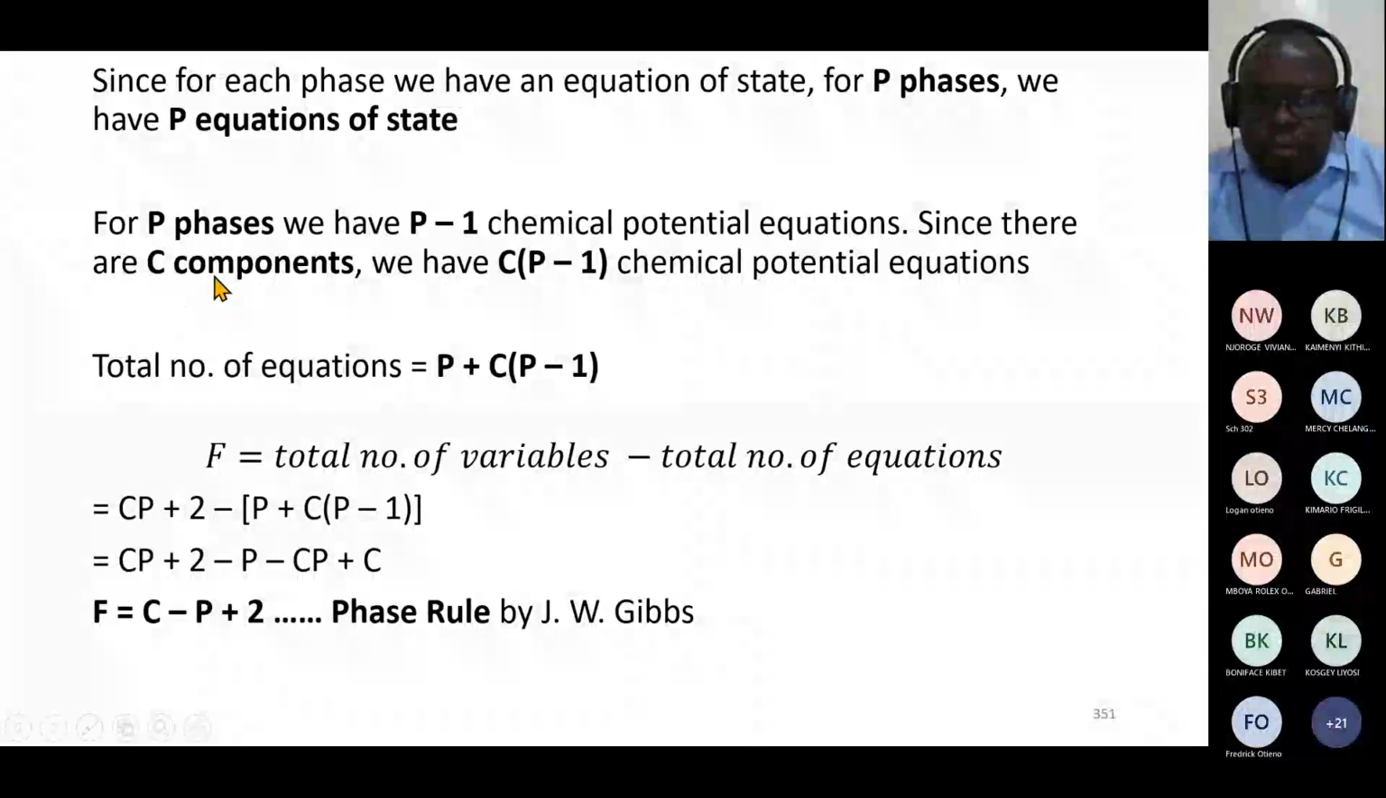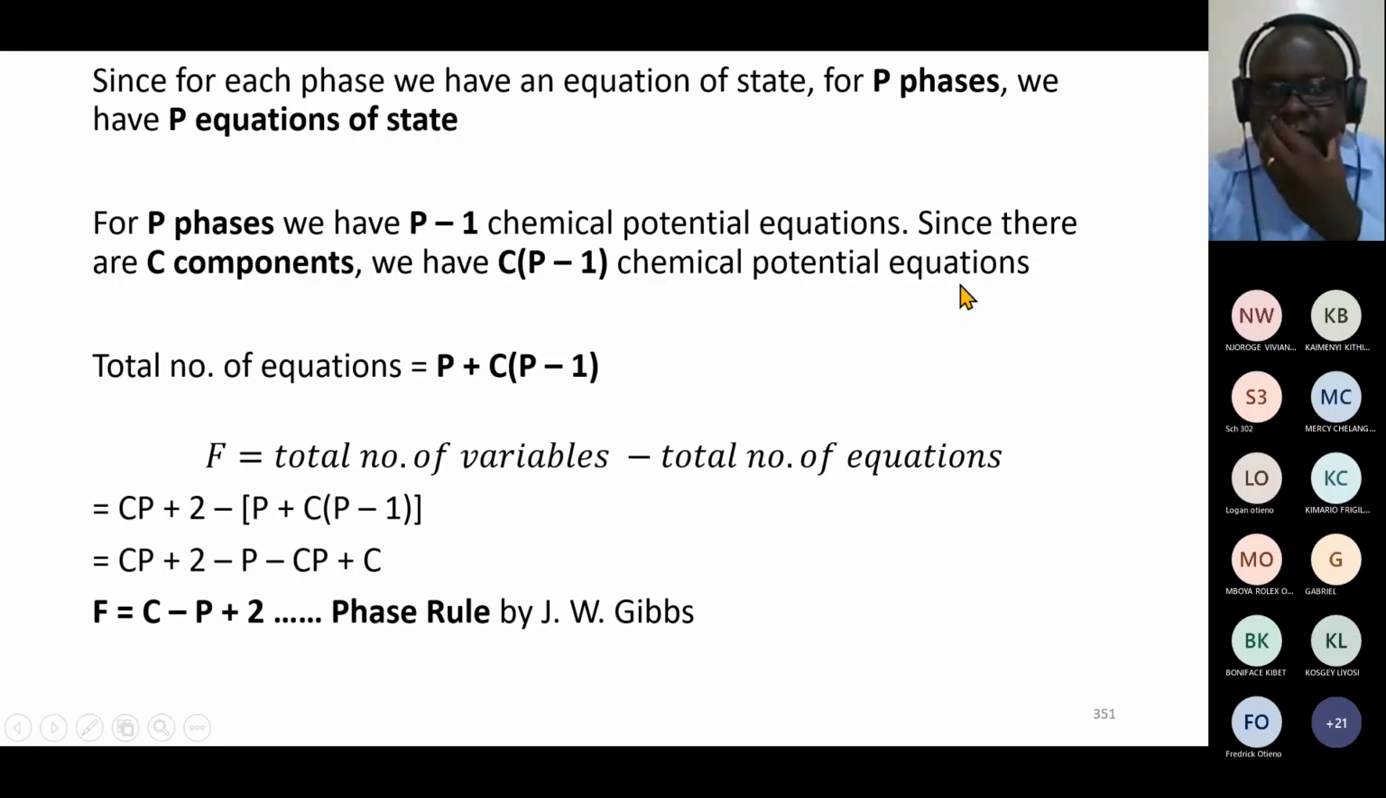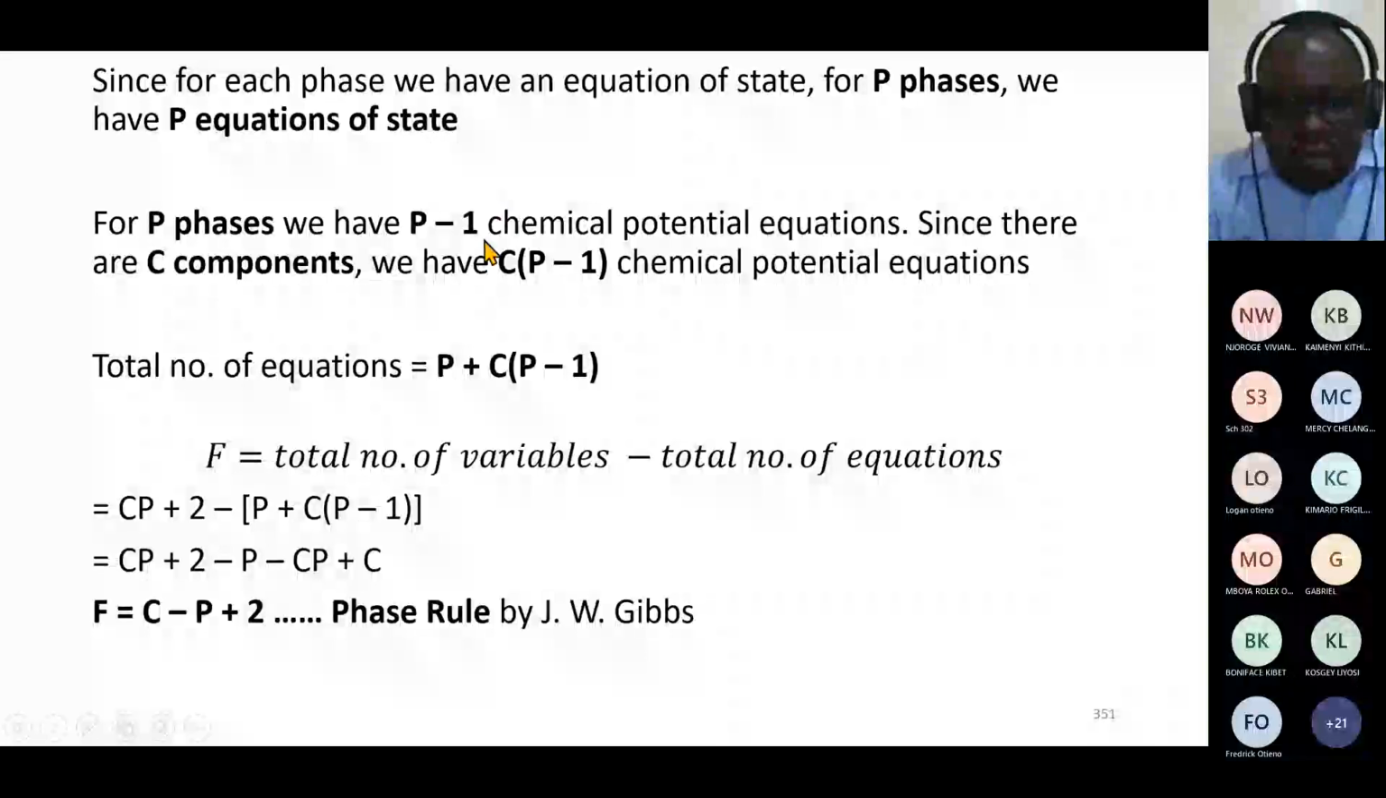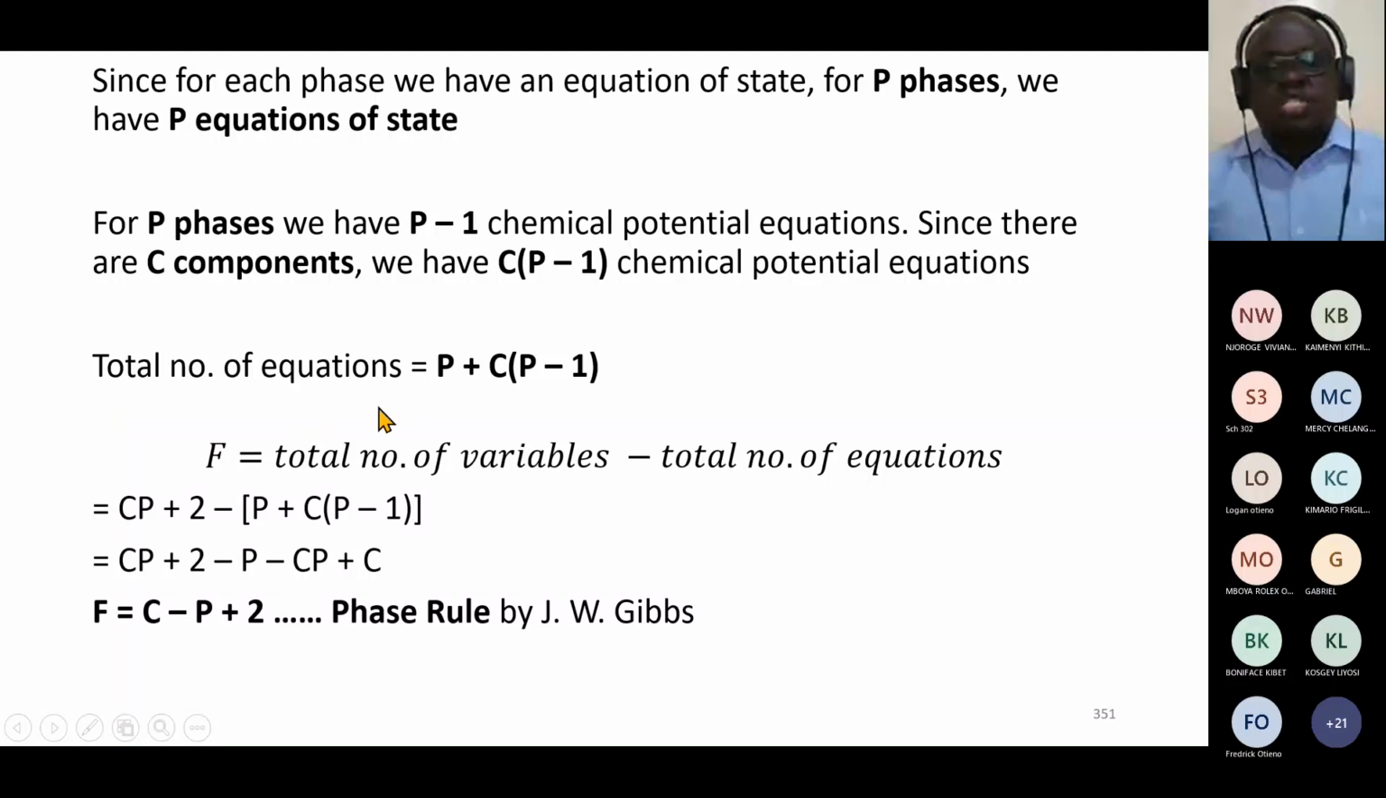And since there are C components for our given system, then we have C times P minus one chemical potential equations. So for each component, you have P minus one, and for C components, it's going to be C times P minus one chemical potential equations. So the total number of equations equals the equations of state plus the chemical potential equations. That is going to be P plus C into P minus one.